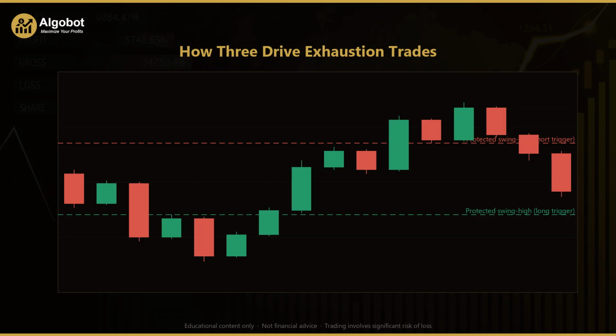Now watch the right side of the chart for the mirror image. Price pushes up in 3 drives. Each swing high a little higher than the last, but the third push barely adds any ground. That fading momentum is the exhaustion of the up move.